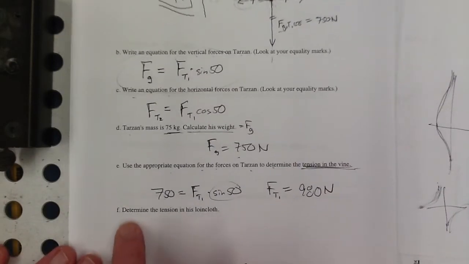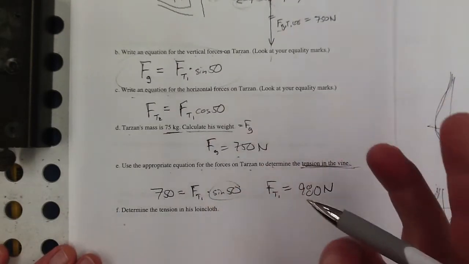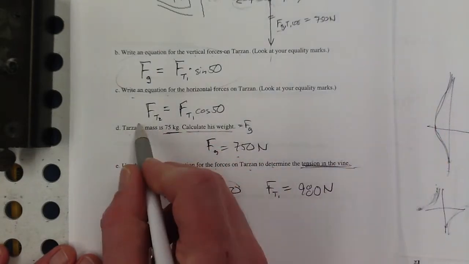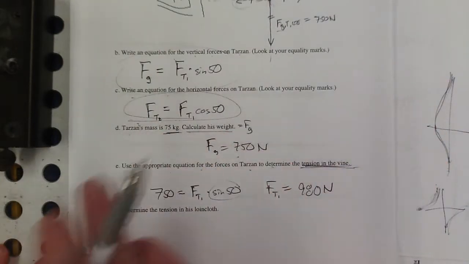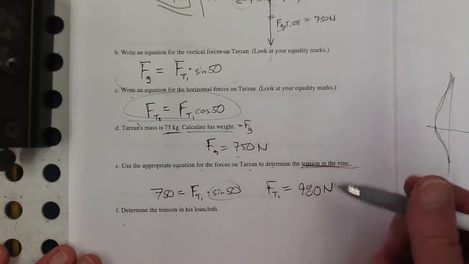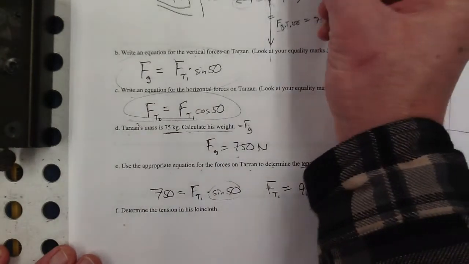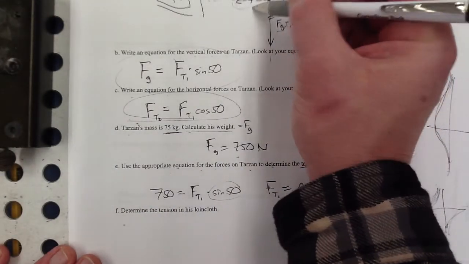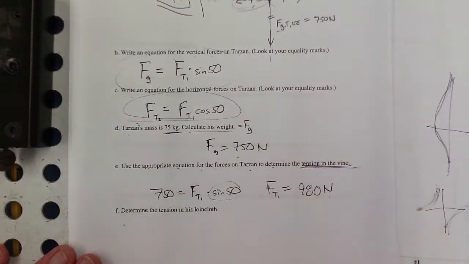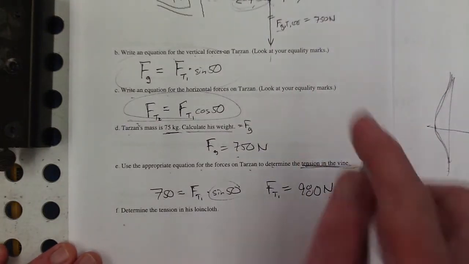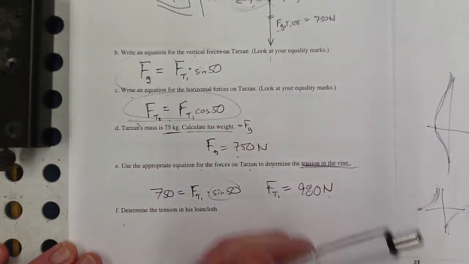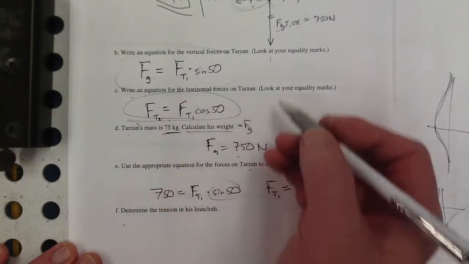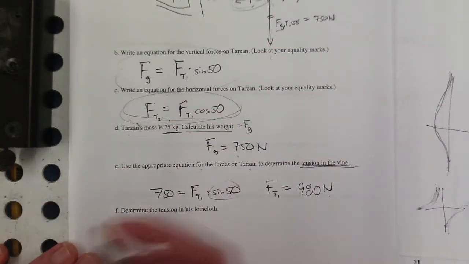And then here, determine the tension in his loincloth. We got two different options here. I'm going to go ahead and use this equation here. But you could also, now that I know this, do some trig to find that using the 980. That's also an option. I'm going to do it from this equation here, because that's what my equation says, doesn't it?